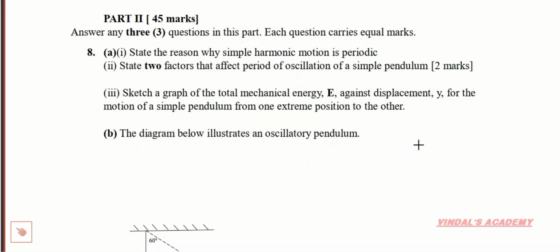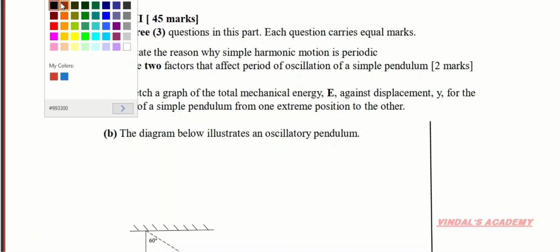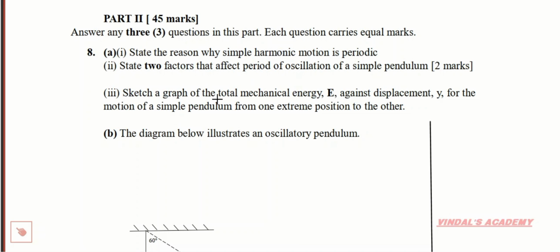For 8AII, I'm going to use this diagram to explain it. They said sketch a graph of the total mechanical energy E against displacement Y for the motion of a simple pendulum from one extreme position to the other. I am sketching, so this axis is E, energy, in joules, and this is my positive Y and this is my negative Y.